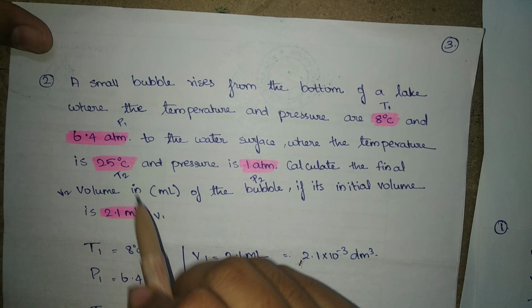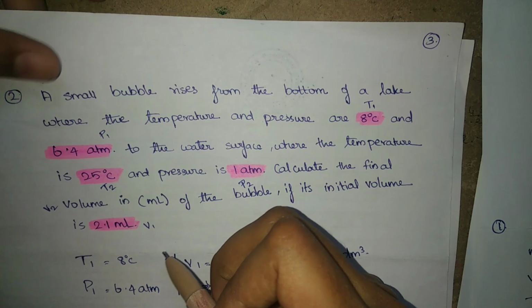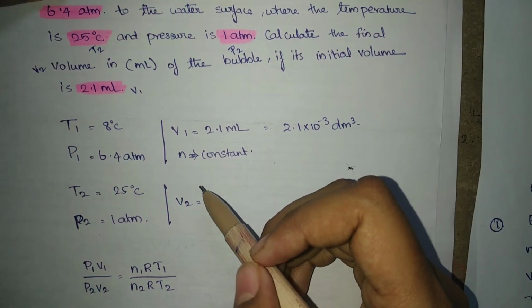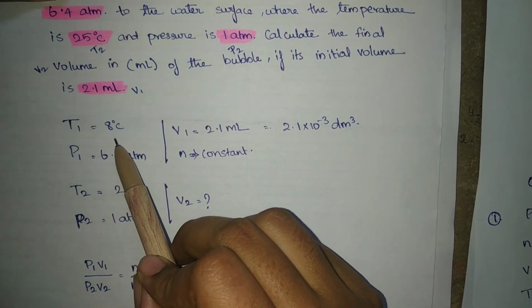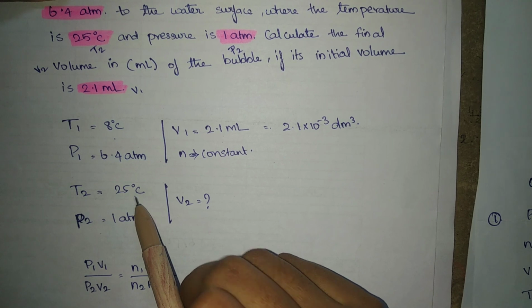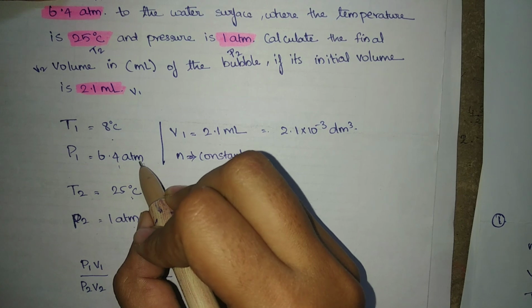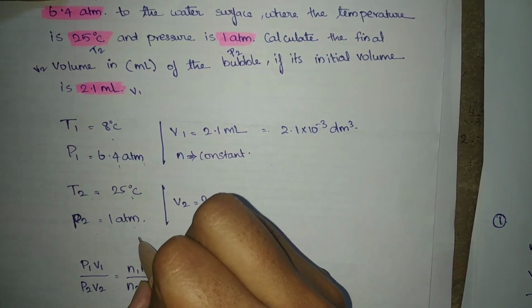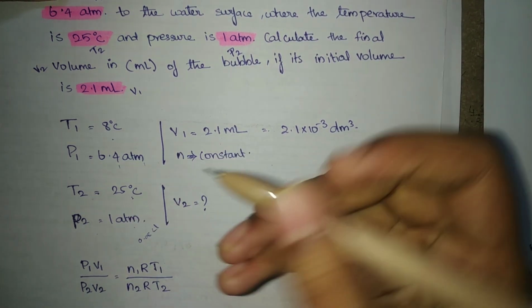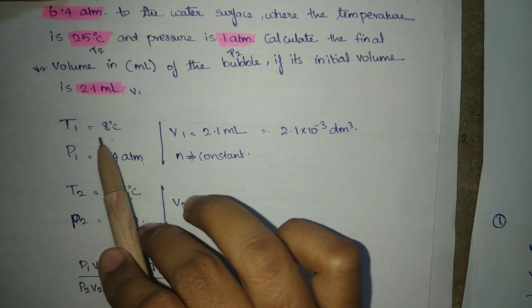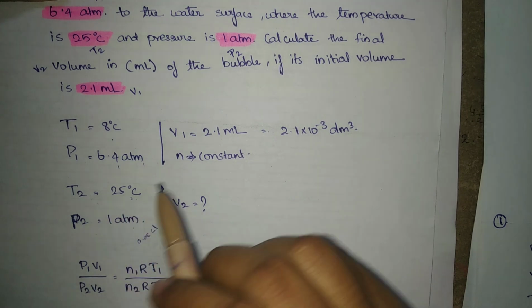So we know the value of P1, P2, T1, T2 and V1. We need to find out the value of V2. So writing the given values, T1 is equal to 8 degrees Celsius, T2 is equal to 25 degrees Celsius, P1 is 6.4 atmosphere, P2 is 1 atmosphere. Here the pressure is given in terms of atmosphere, so we are using the value of R as 0.0821. But in this sum, we need not use the R value.